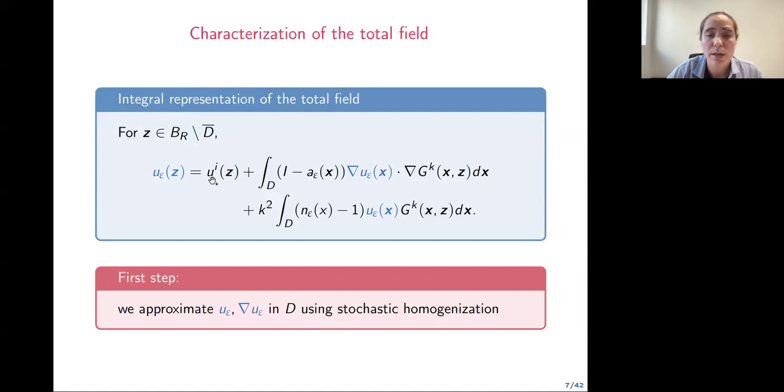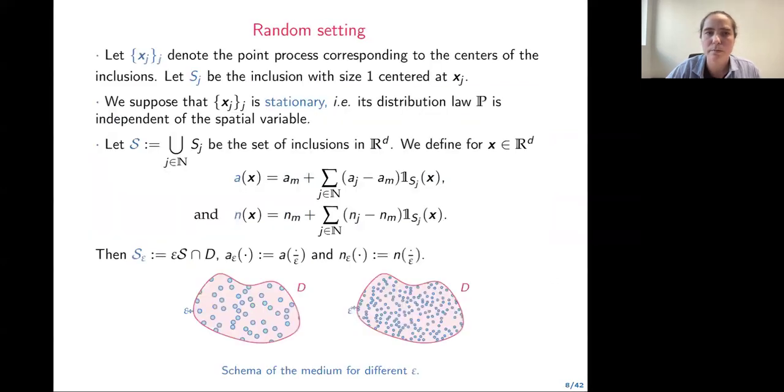The u^i incident wave and then two integrals. Here you have the contrast in A, here the contrast in N, u epsilon here, and G_k is just, remember, the Green function associated to the Helmholtz equation. Of course you see that you have a u epsilon on both sides. And what we want to do is approximate those terms, gradient of u epsilon and u epsilon on the right-hand side, so just in D, in our multiscale domain, using stochastic homogenization. Okay, so this is what we're going to do now.